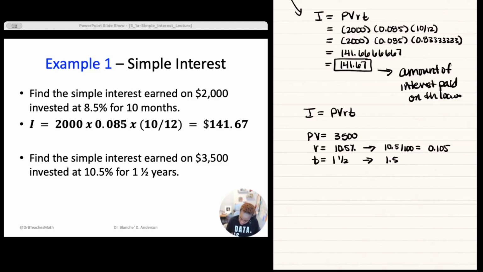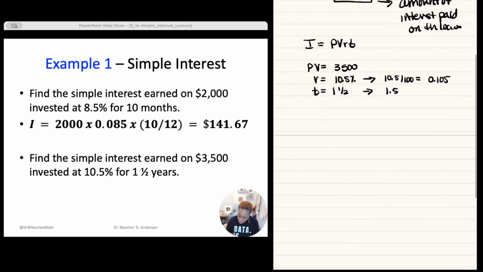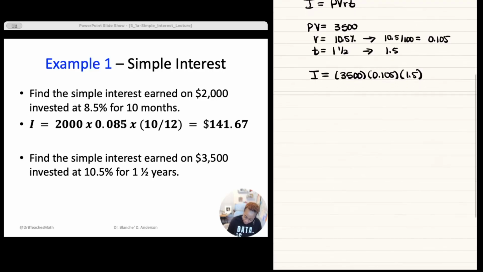Okay, so let's plug this into our formula. So that's 3,500, right? 0.105, and then 1.5. So far, so good. Put all that in your calculator, and you should get 551.25.